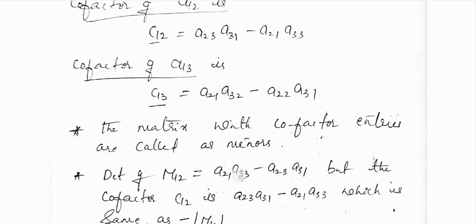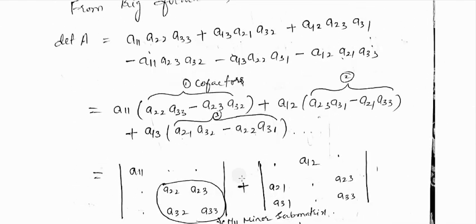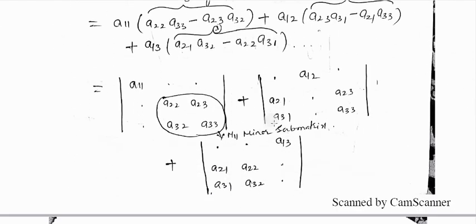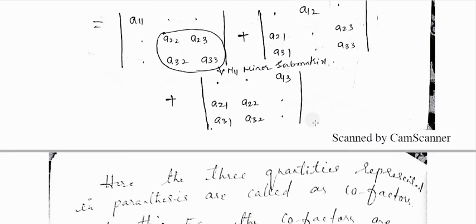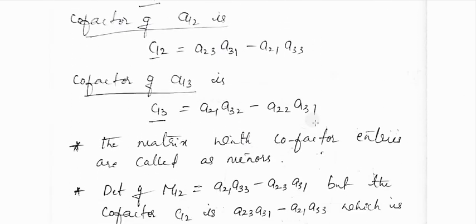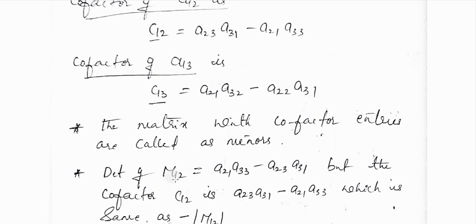If I expand this determinant, which I have highlighted, how will it expand? It is the product of the elements along the principal diagonal minus the product along the non-principal diagonal, isn't it? The difference gives the value of the 2 cross 2 determinant. So the determinant of that minor gives A21 A33 minus A23 A31. But what is C12? It is the reverse of this M12. The determinant of M12 is this, but the cofactor C12 is the reverse, which is the same as negative times the determinant of M12.